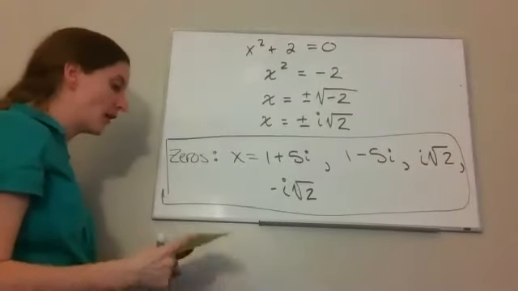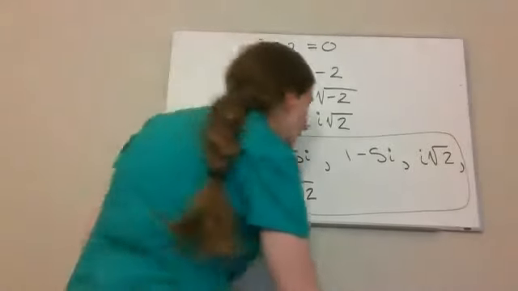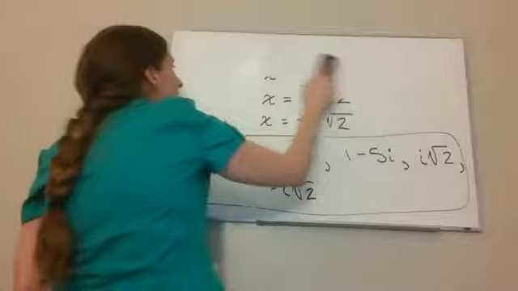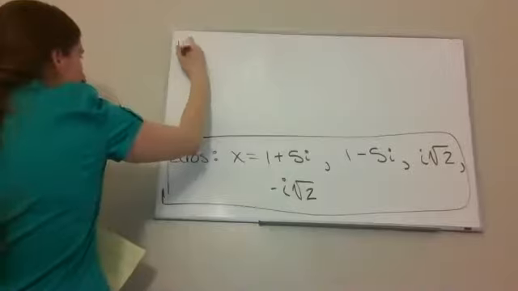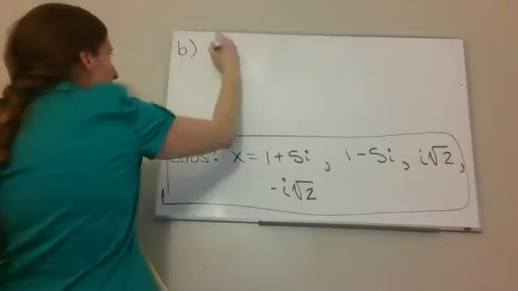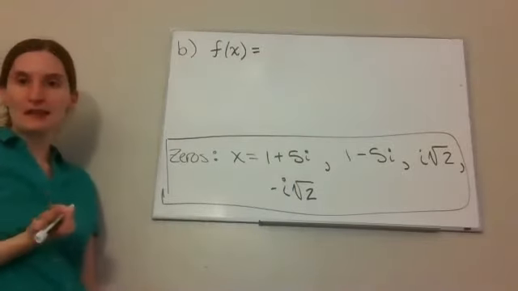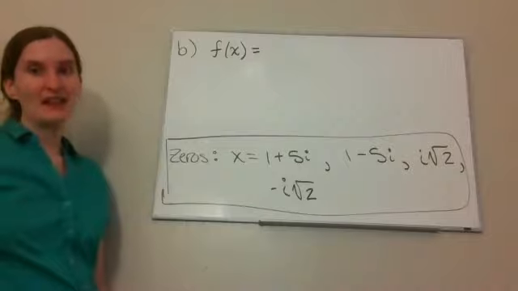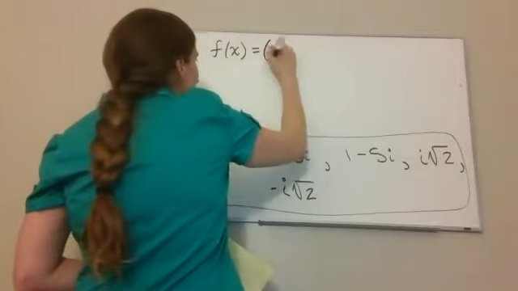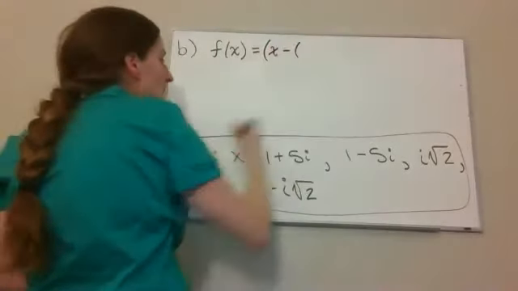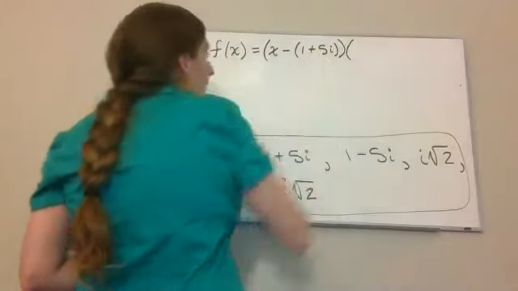All right, so that was part A. Part B was to write our polynomial as a product of linear factors. Well, the good news is now that we have all of the zeros, we know that if c is a 0, then x minus c is a factor. So I can write all of my factors by just doing x minus my 0. So x minus (1 plus 5i) is a factor.